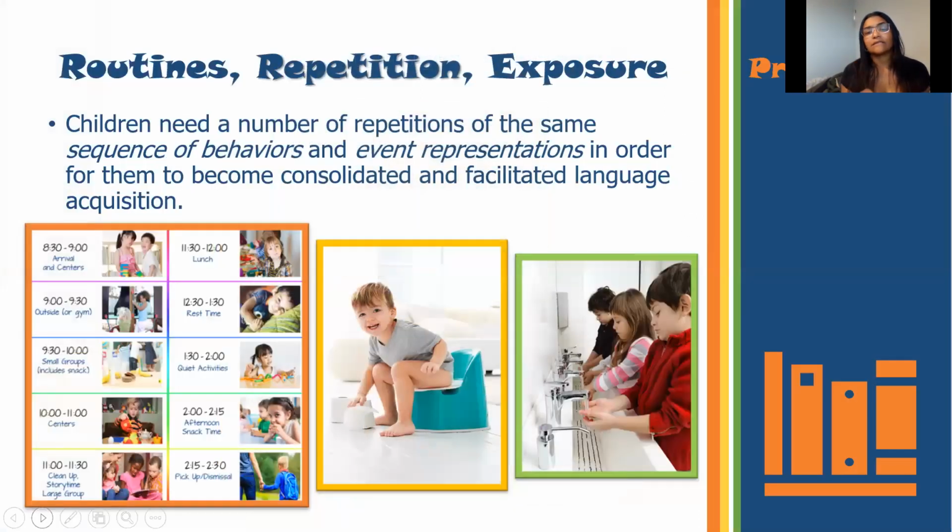Now, let's talk about our second principle, which is about routines, repetitions, and exposure. Learning is optimized when instruction involves meaning and repetition. Children need a number of repetitions of the same sequence of behaviors and event representations in order for them to become consolidated and facilitate language acquisition. So the sequence of behavior are the combinations of actions to attain goals or skills.